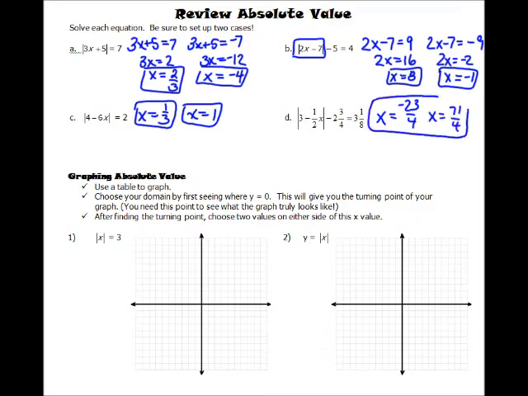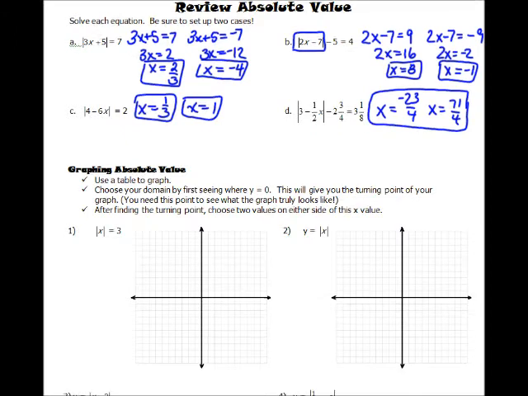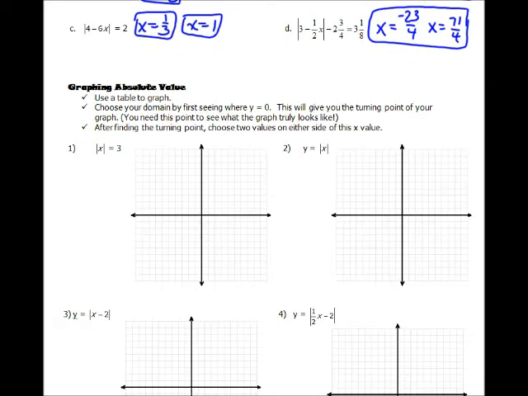Okay? All right, so graphing absolute value, we usually have to use a table, and we're going to check our domain. Where is y equal to 0? Because you can't have a negative value for absolute value, right? I mean, it's never going to be negative. So that gives you the turning point of your graph, wherever y equals 0. After you find the turning point, you can choose some values on either side of that x value to get what the graph looks like.